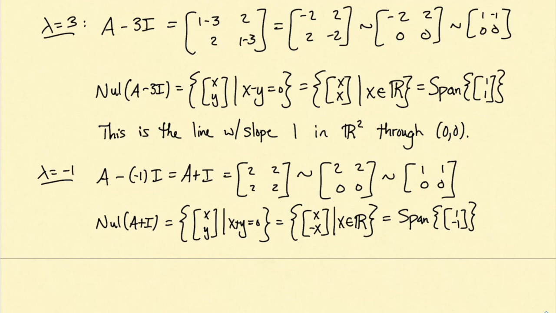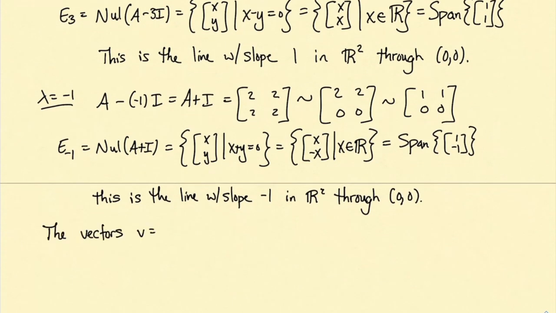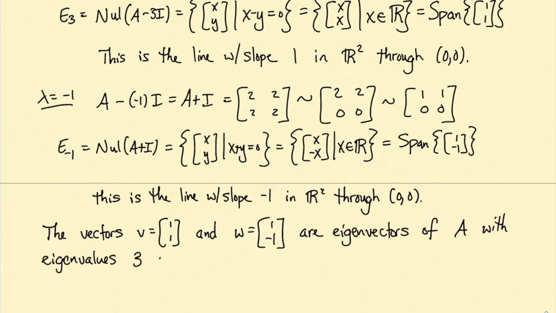Now, these are our 2 eigenspaces. The first one was E sub 3, which is just the line with slope 1 through the origin, and the eigenspace E sub minus 1, which is a perpendicular line also through the origin. So this tells us that we have a basis for R2 consisting of eigenvectors of our matrix A.